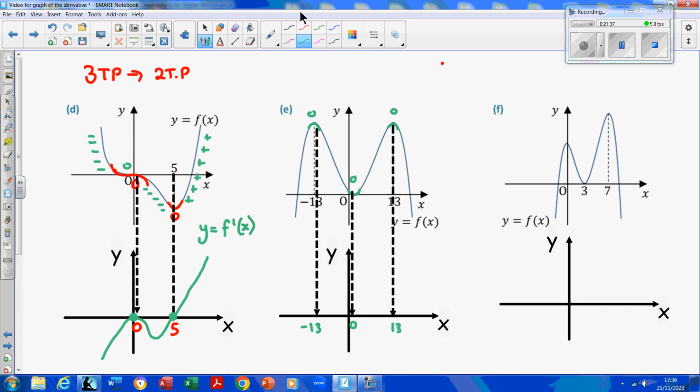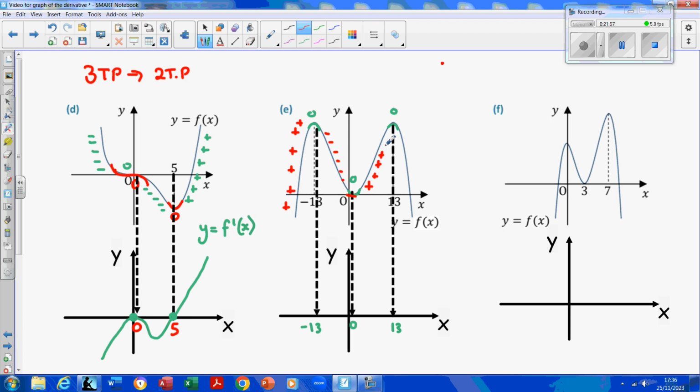We'll look at the signs. So that is uphill, so the gradient of the tangent is positive. That means part of that graph is above the x-axis. Then it reaches 0, and then it starts to fall, so it becomes negative. That part of the graph has got to be drawn below the x-axis. Then it turns at 0, and it becomes positive.